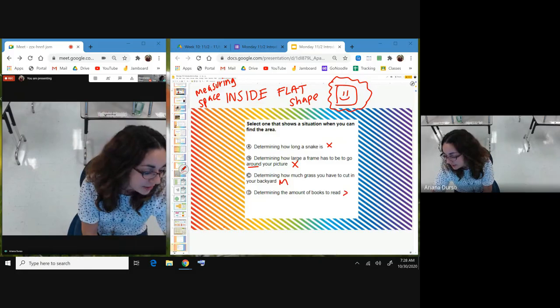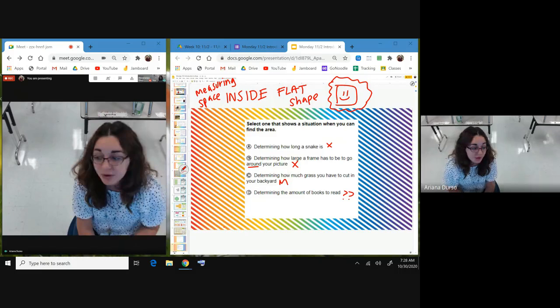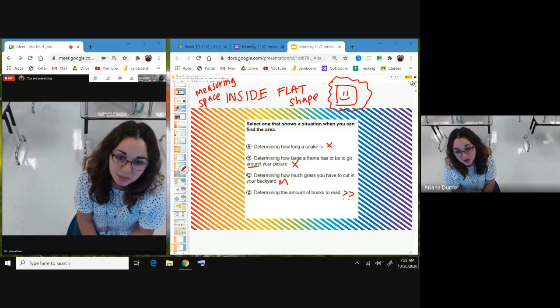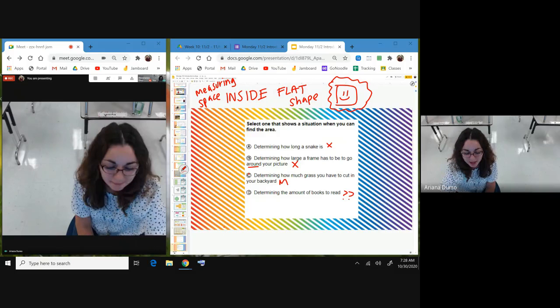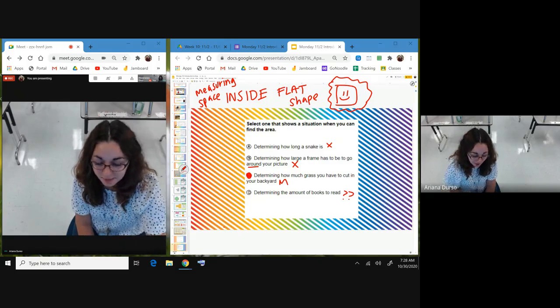Determining the amount of books to read, no. We don't need a ruler or anything to figure that out. You don't have to measure anything. So I'm going to say my answer is C.